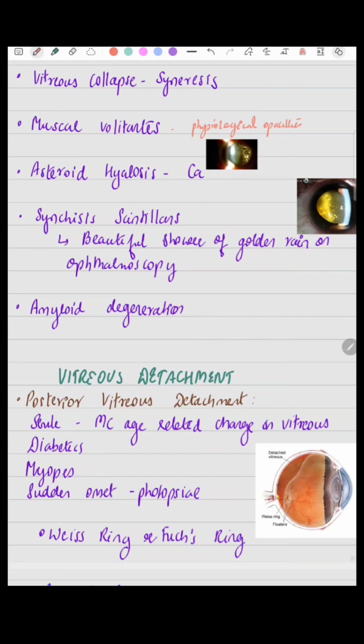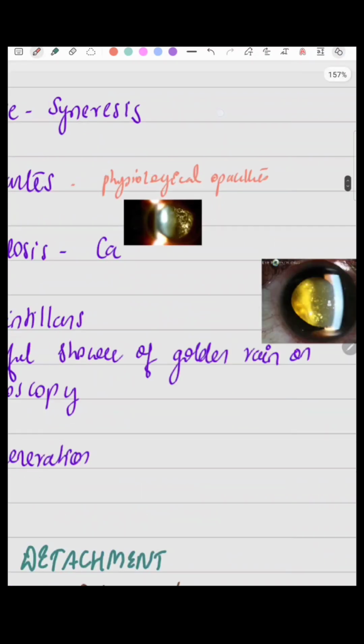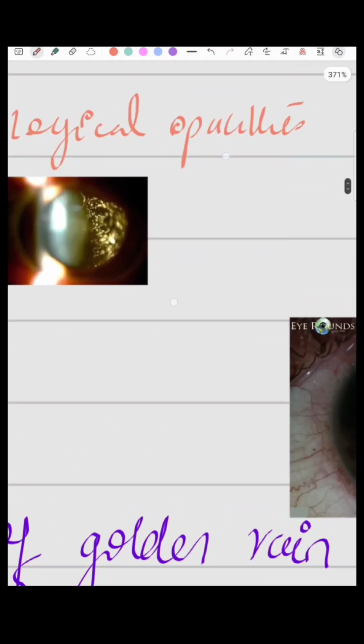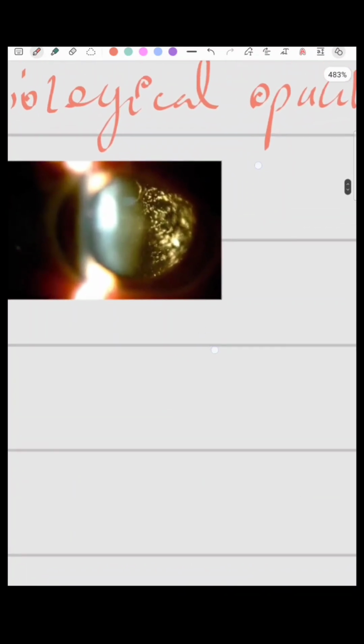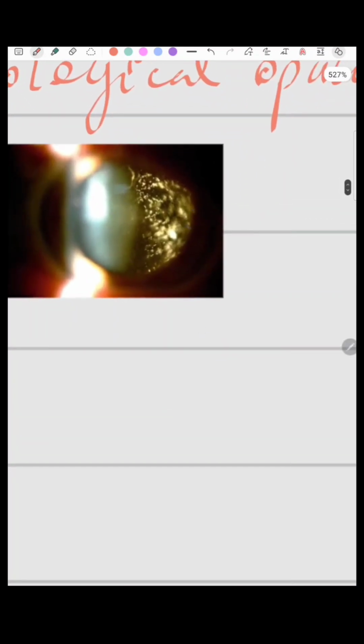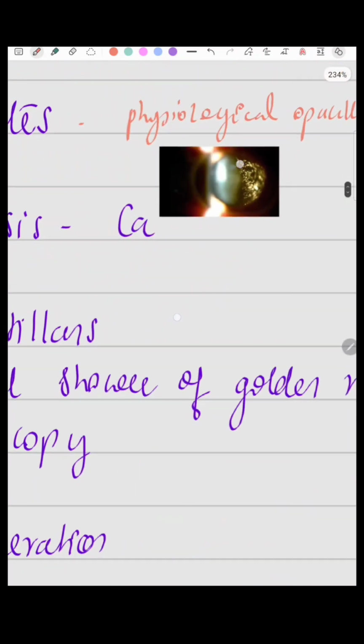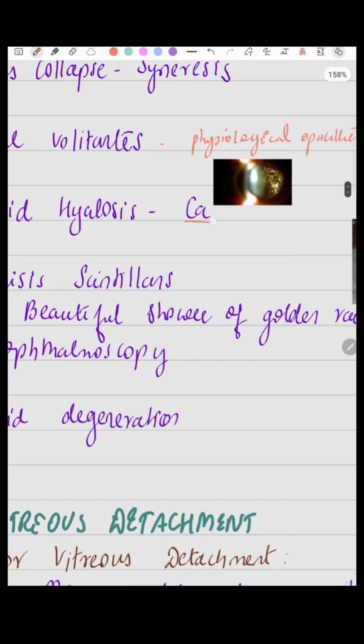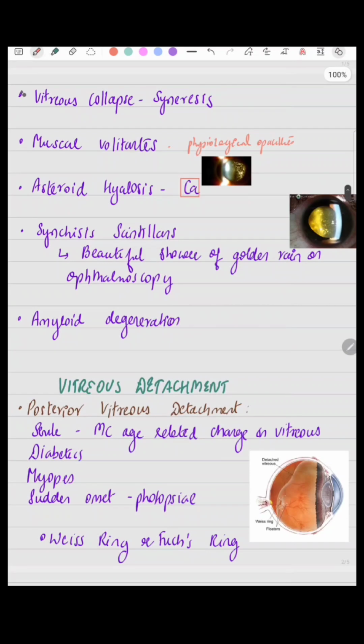They represent the residues of primitive hyaloid vasculature. Next is asteroid hyalosis. We can see small white rounded bodies in the vitreous gel. It is due to the deposition of calcium-containing lipids. So: vitreous collapse, muscae volitantes, asteroid hyalosis.